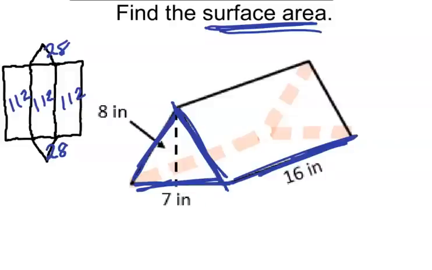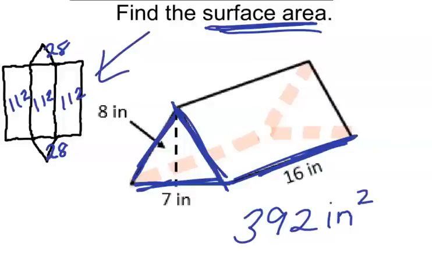We have 112 times 3, which would give you 336, plus 28, which would give you 364, plus 28, and that gives you 392 inches squared. So we're just adding all of those up: 112 plus 112 plus 28 plus 28. 392 inches squared is the surface area of this triangular prism.